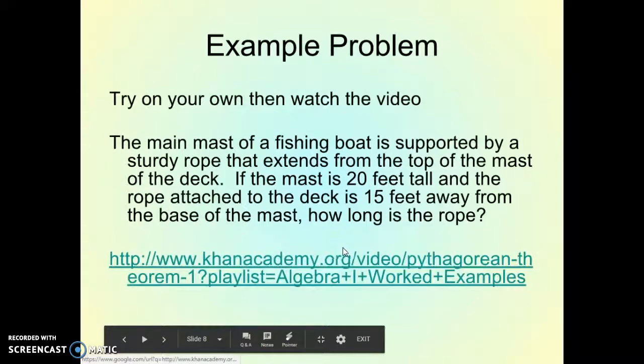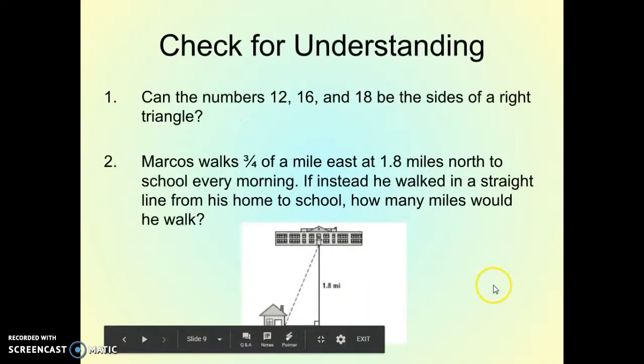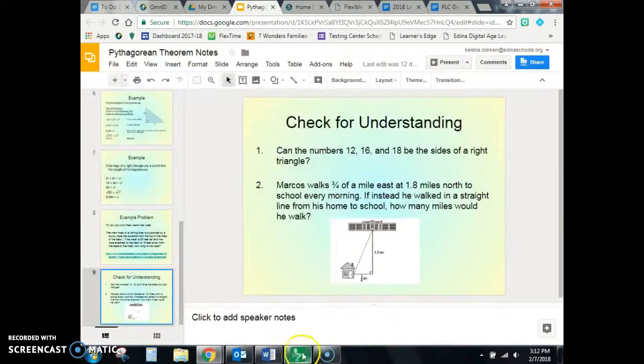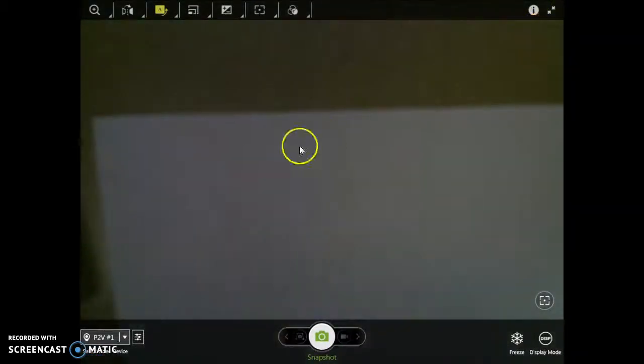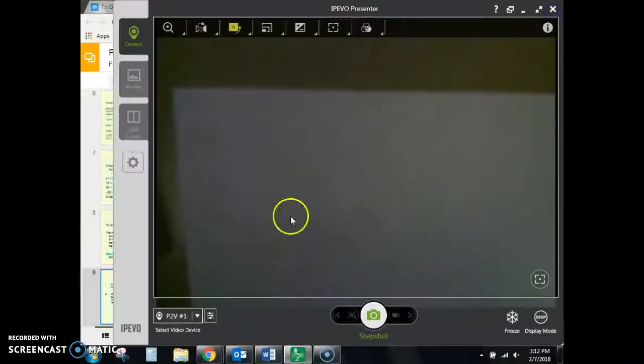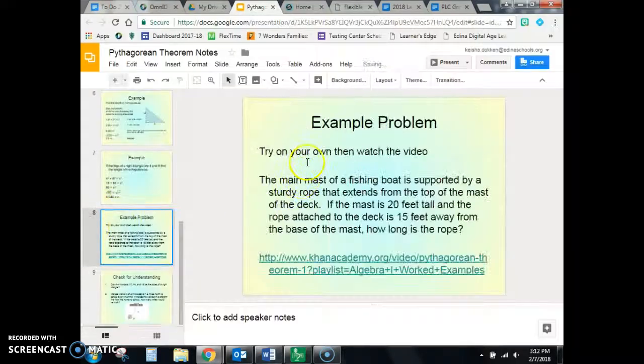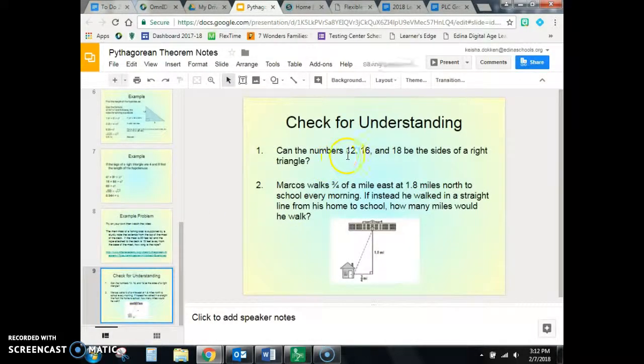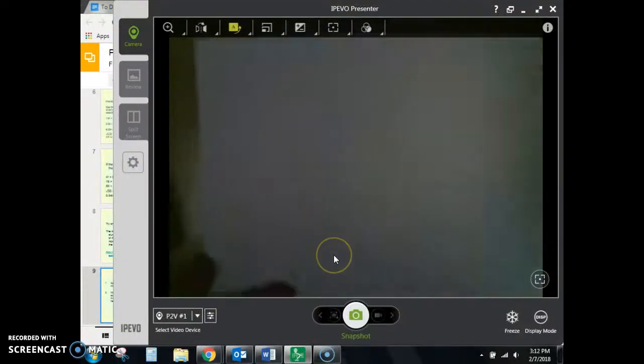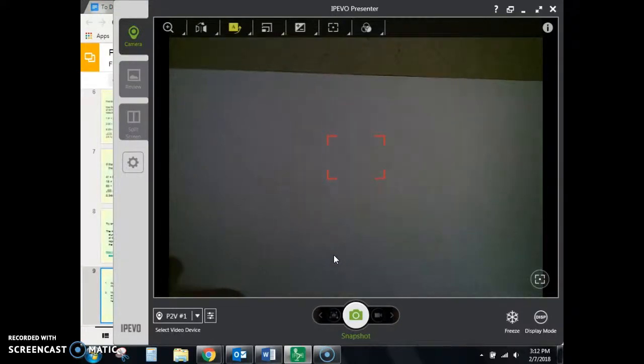All right, so I'm going to jump ahead to the check for understanding problems that you had to do on your own. I'm going to switch here to our document camera, and we're going to talk about this. The first problem said, can the numbers 12, 16, and 18 be the sides of a right triangle? All right, so let's jump back to here, and we're going to draw what that would look like.